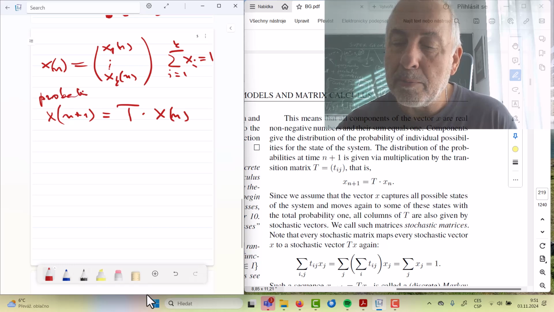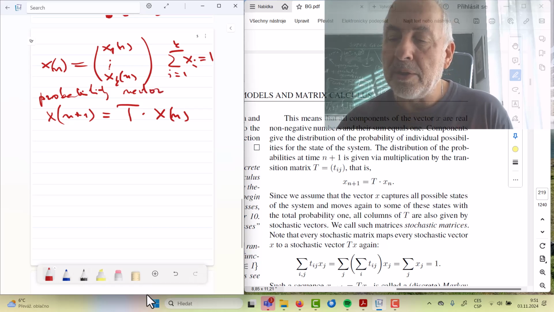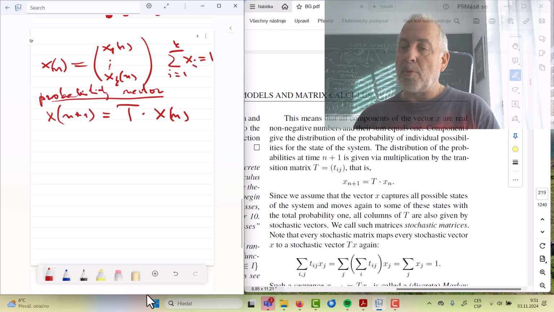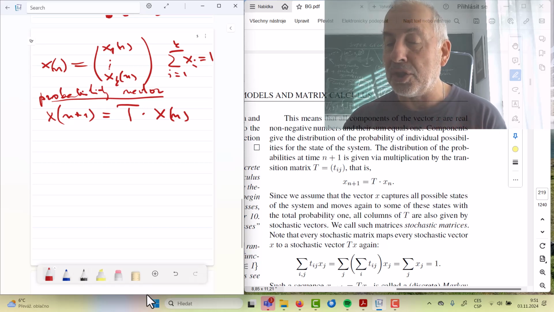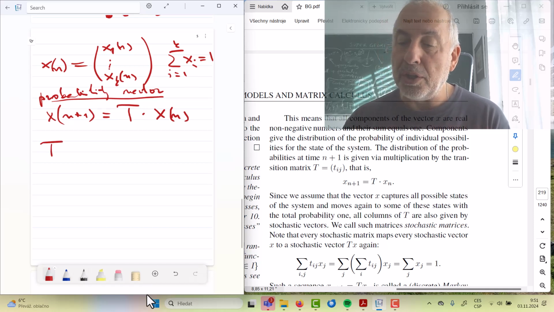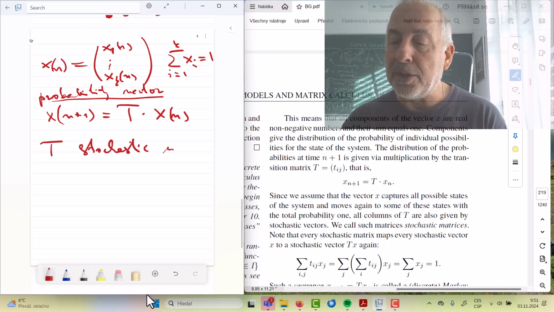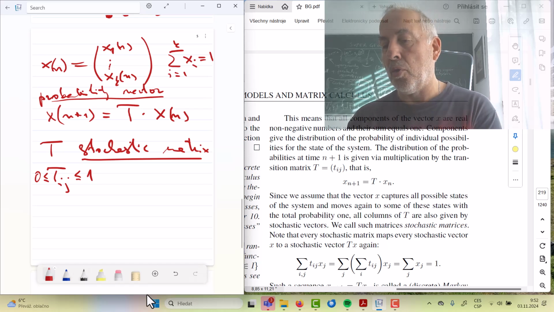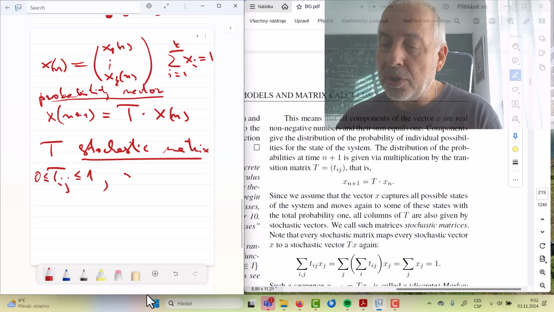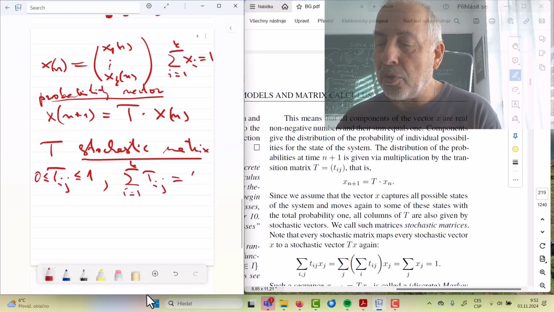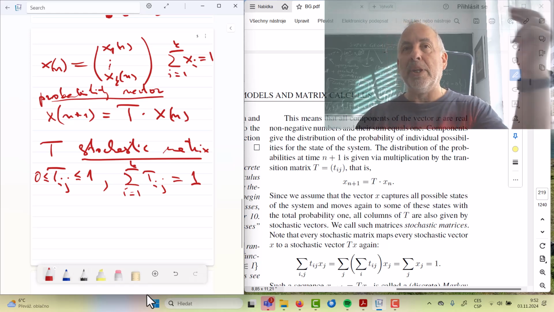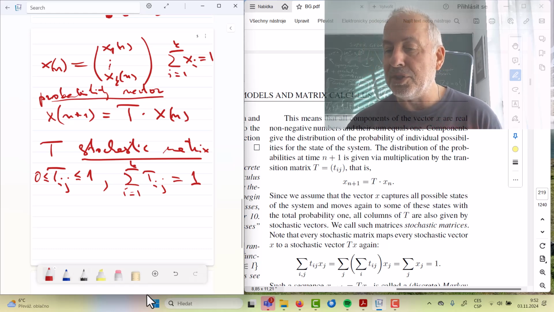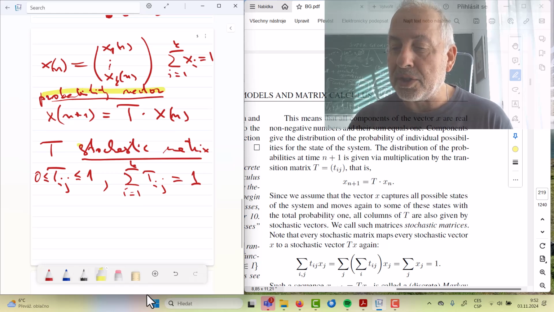Probability vector. And now we want to see that the probability vectors will be mapped to probability vectors again. So what is the requirement on T? So T will be a stochastic matrix, as we call them, and it will mean that the Tij are between 0 and 1, so all the elements, and the sum of the columns, so the sum over i from 1 to k of Tij, is always 1, right? So that's the condition, that every probability vector is mapped to a probability vector again. So that's very easy. So we have got the notion of probability vectors and stochastic matrices.